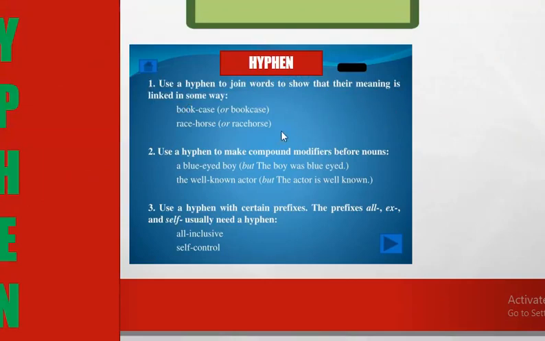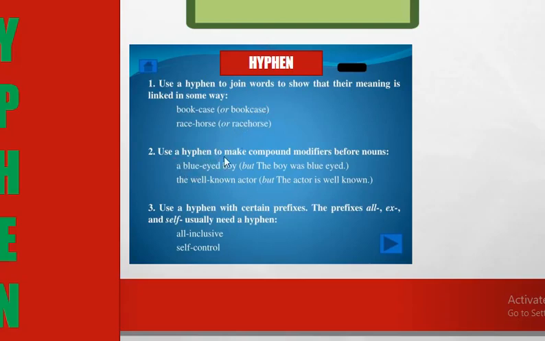And then, the hyphen. Dear students, we use a hyphen to join words to show that their meaning is linked in some way. Bookcase, racehorse: book-case, race-horse, or bookcase or racehorse.